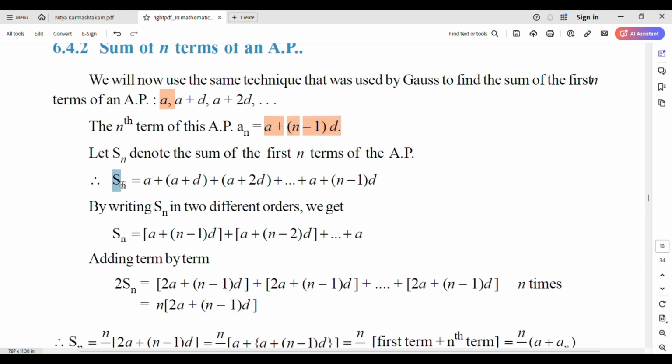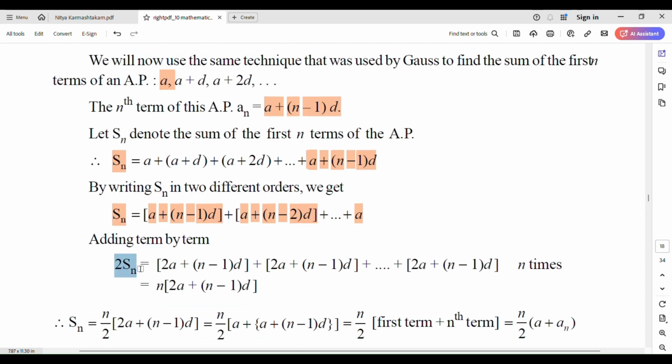So if you denote Sn as the sum of first n terms of the AP, then it is a, a plus d, a plus 2d, up to a plus n minus 1 into d. This is the last term, right? In the same way I will reverse and write it. Sn equal to again a plus n minus 1 into d. This is my first term. This is my second term, a plus n minus 2 into d, up to a.